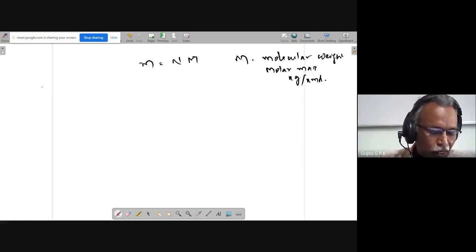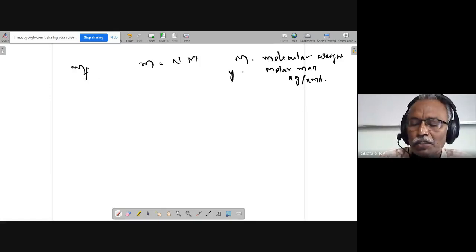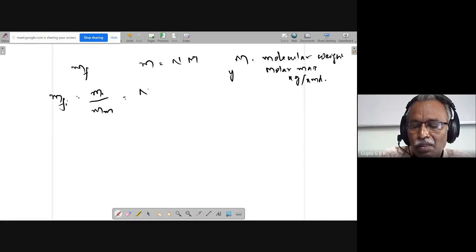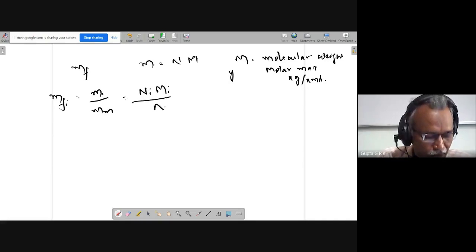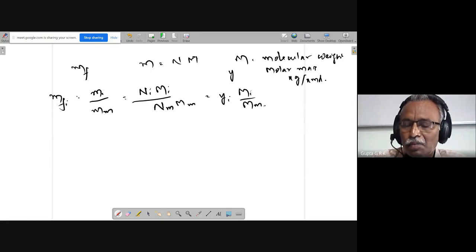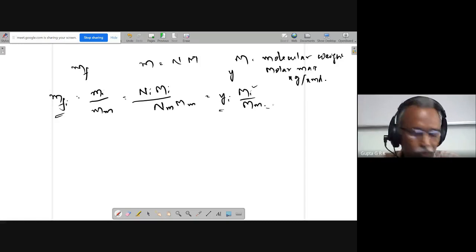So I can relate these two things, mass fraction and mole fraction. mfi is equal to, we know that it is mi by mm. So this is equal to ni Mi by nm Mm. So ni by nm is yi, so yi into Mi by Mm. Okay, this is the way we can relate mass fraction and mole fraction. This is molecular weight of the component and the molecular weight of the mixture.